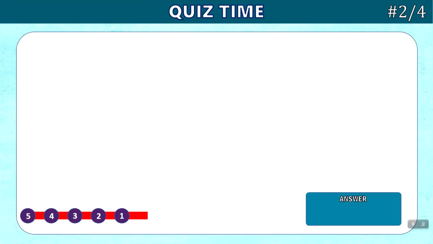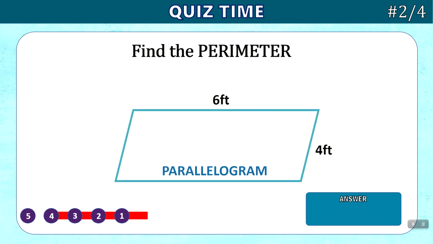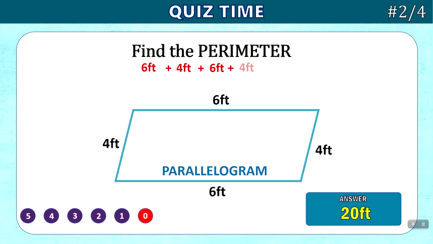Number 2. Find the perimeter in less than 5 seconds. Time's up. The answer is 20 feet. In a parallelogram, we also have 2 pairs of equal sides. And we see that the top side is 6 feet, the bottom side must be 6 feet. The right side is 4 feet, therefore the left side is 4 feet. And when we add 6 plus 4 plus 6 plus 4, we get 20 feet.